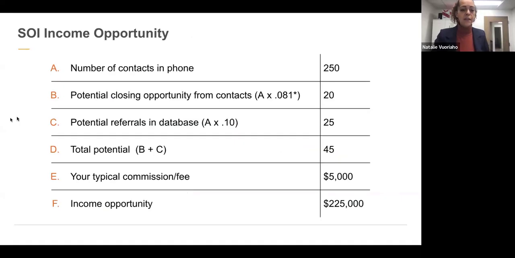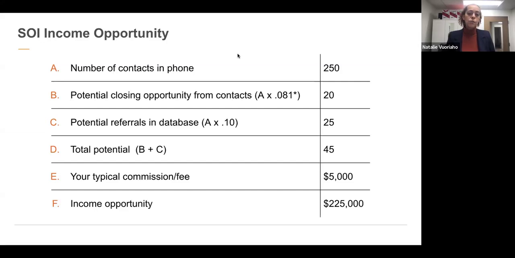So this is kind of the picture that was there, like sphere of influence. What we have found out is that if you have a number of contacts in your phone right now, 250, and you might want to do this activity in your book. If you have 250 contacts in your phone, the potential closing opportunity out of 250 is 20. And if you get referrals from them, you can potentially get 25 extra referrals.